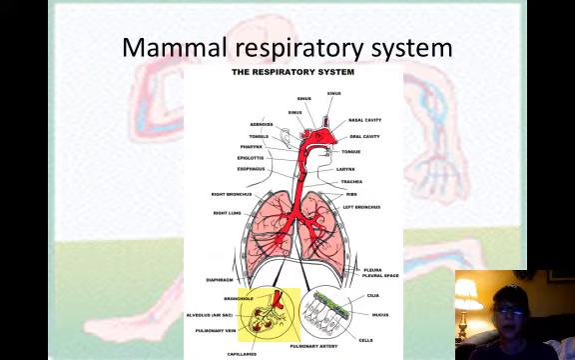The alveoli are clusters of air sacs at the ends of the bronchioles. They have thin epithelial tissue where gas exchange occurs. They create a total surface area of 100 square meters in humans. That's equivalent to a tennis court. Capillaries surround each alveolus where gas exchange occurs between the lungs and the blood.